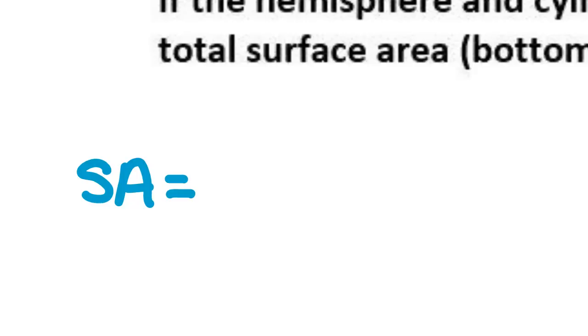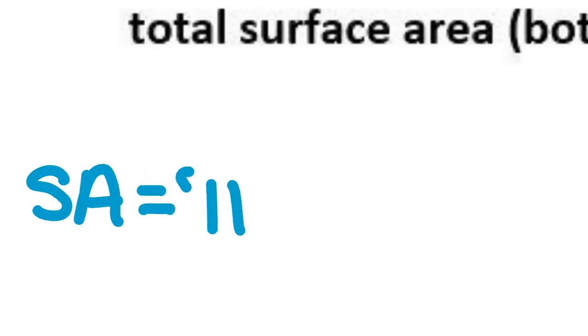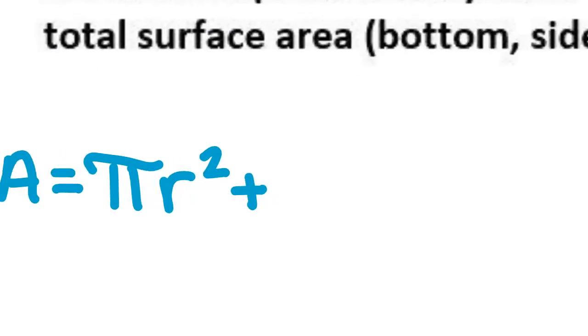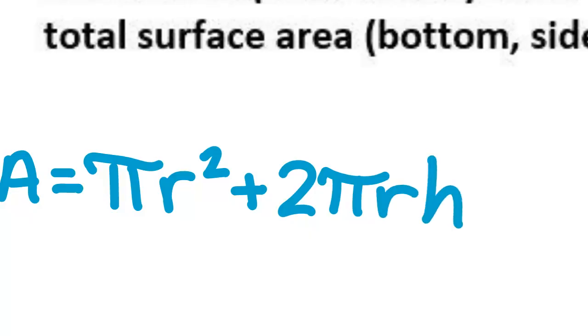What shape is the base? A circle. How do we calculate area for a circle? Pi r squared. So I'm going to need pi r squared for my base, plus, now I need the body of the cylinder. That's my lateral area. That is perimeter times height. What do we call the perimeter of a circle? Circumference. How do we calculate circumference? 2 pi r. So 2 pi r and then times the height.